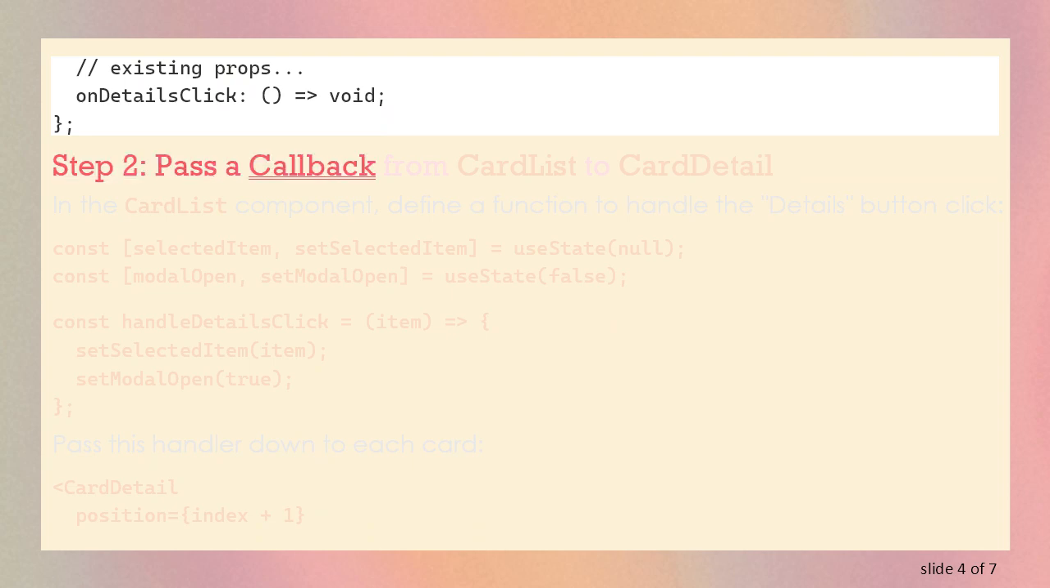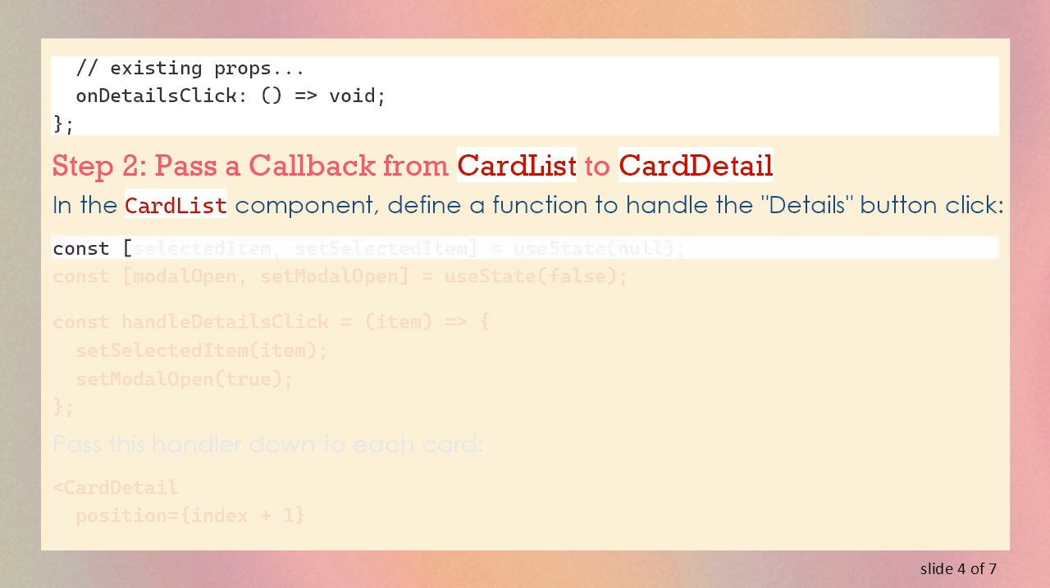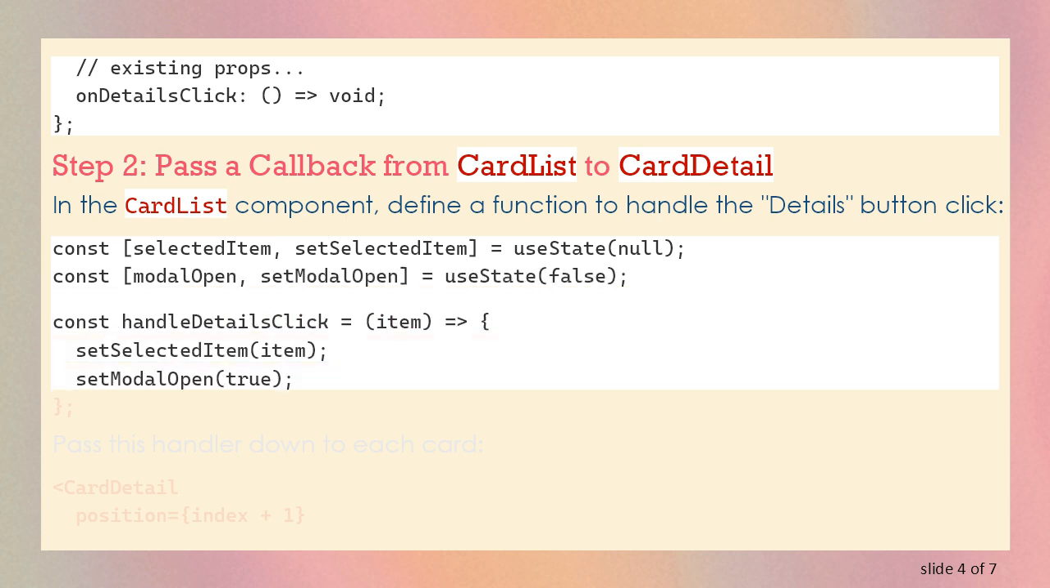Step 2, pass a callback from CardList to CardDetail. In the CardList component, define a function to handle the Details button click. Pass this handler down to each card.